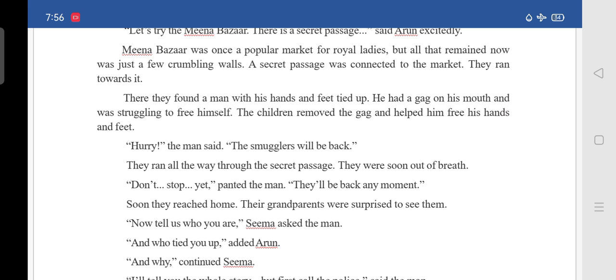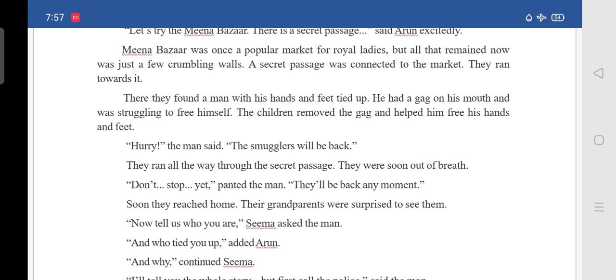"Don't stop yet," panted the man. "They'll be back any moment." So, panted means breathing with short, quick breaths. So, with short breaths, the man was warning Arun and Seema not to stop, because those smugglers may come back at any moment.